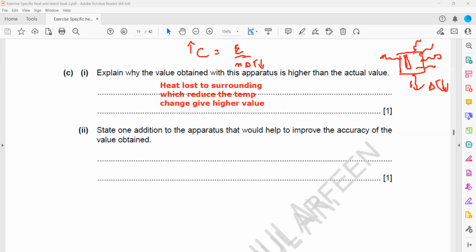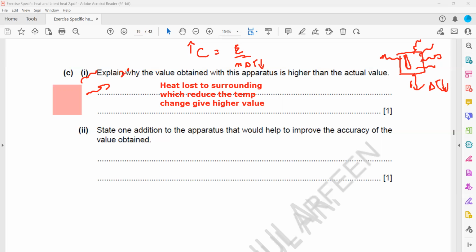State one addition to the apparatus that would help you to improve the accuracy. Lagging the block with insulating material, or when supplying heat energy, keep the temperature of the block always below the room temperature. When we are supplying heat energy, it should not exceed it, because if the temperature of the block is higher than the room temperature, it will start to lose energy to the surroundings.